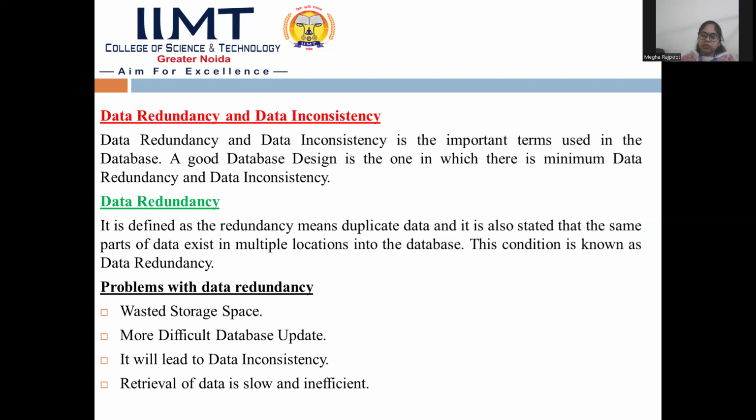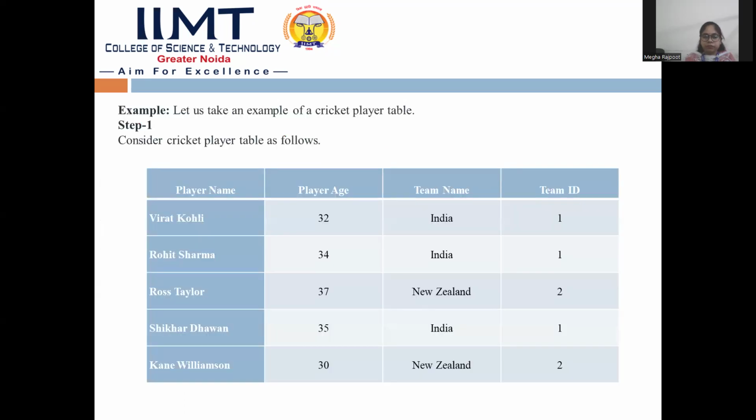So what is data redundancy? Redundancy means duplicate data, and it is also stated that the same parts of data exist in multiple locations in the database. This condition is known as data redundancy. There are some problems which we face in data redundancy, like wasted storage space and more difficult database updates. It will lead to data inconsistency. Retrieval of data is slow and inefficient.